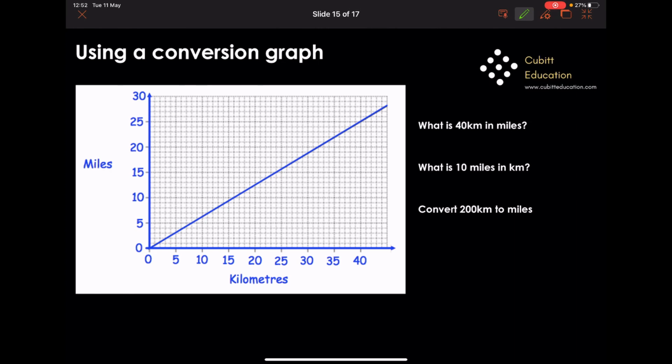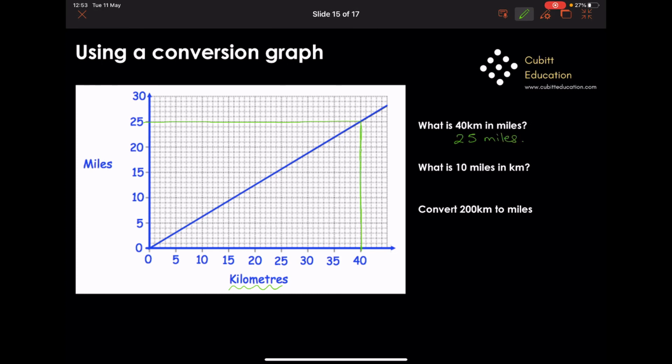Okay, if you've had a go, what is 40 kilometres in miles? So here's my kilometres section. I go up from my 40 all the way up. Again, you can use your ruler, it's easier. And across here to 25. So that's 25 miles.